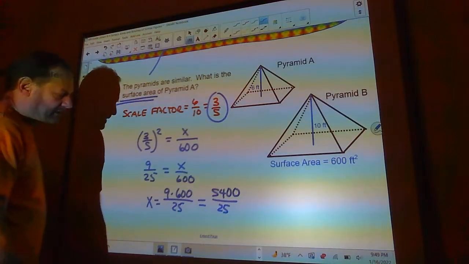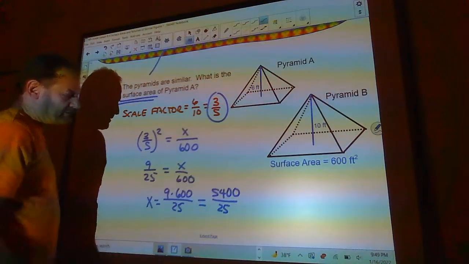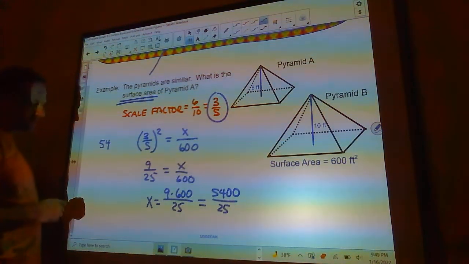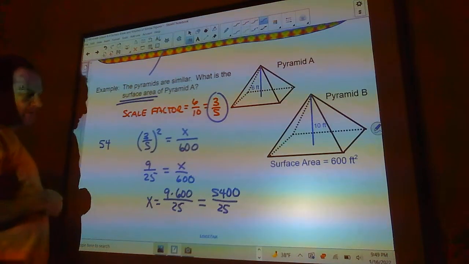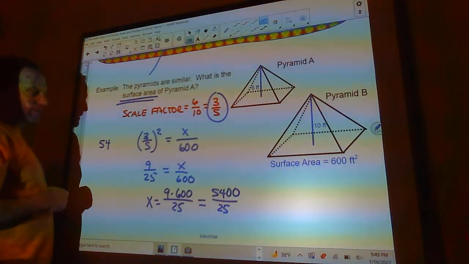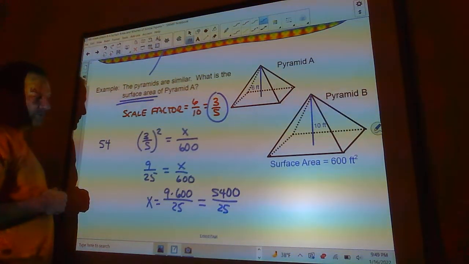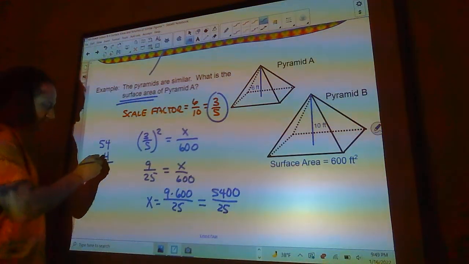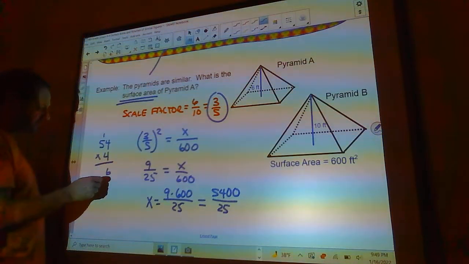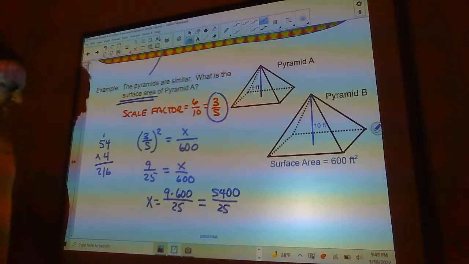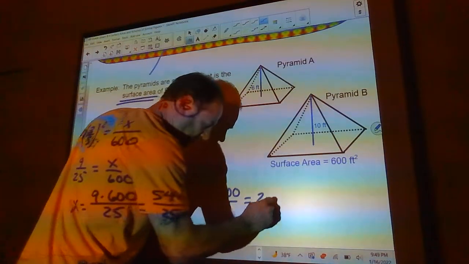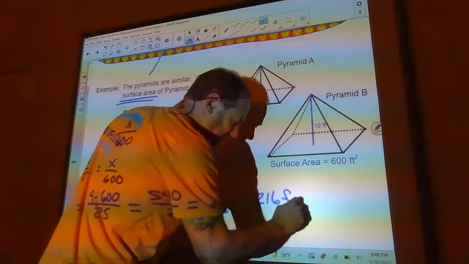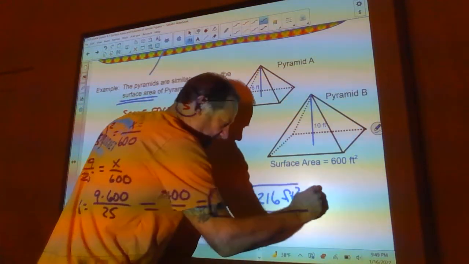Let's see, 25 is going to go into each 100 4 times, and there's 5,400, so that's just going to be 54 times 4. Sorry, I went brain dead there for a second. So it's going to be 216. Alright, so there's my surface area. This is going to be 216 square feet on the smaller one.